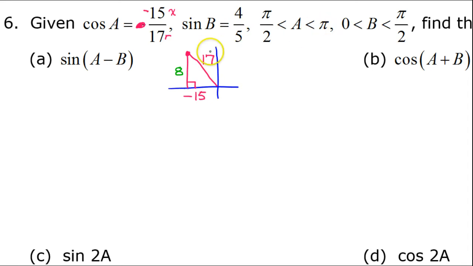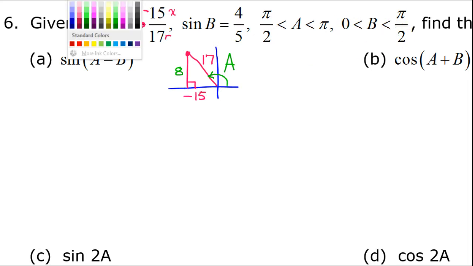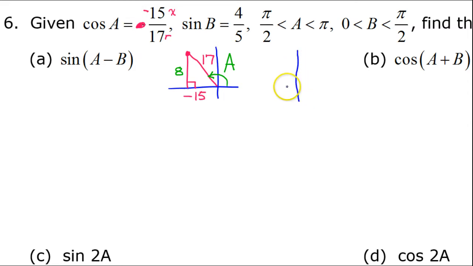Now, so that was angle A. So let's label clearly so we remember that this is angle A. Now let's draw a diagram for angle B, which is between 0 and pi over 2. That puts it in the first quadrant. So we will draw ourselves a little diagram of the first quadrant. Okay, so here's our angle out into the first quadrant.